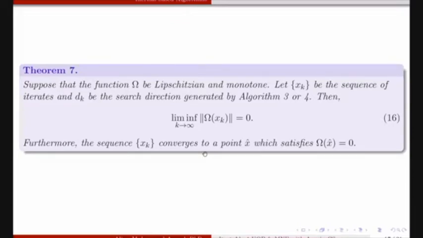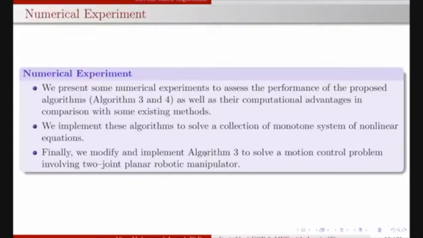So after the analysis, the next will be the numerical experiments to demonstrate the performance of the two proposed algorithms. In the numerical experiments, we demonstrate the computational advantage, and we compare algorithm 3 and algorithm 4 with some existing methods, of course, with similar characteristics. What we did here was use algorithm 3 and algorithm 4 with their existing competitors to solve a collection of monotone nonlinear equations. We select some from the literature, we solve them, and we check some metrics.